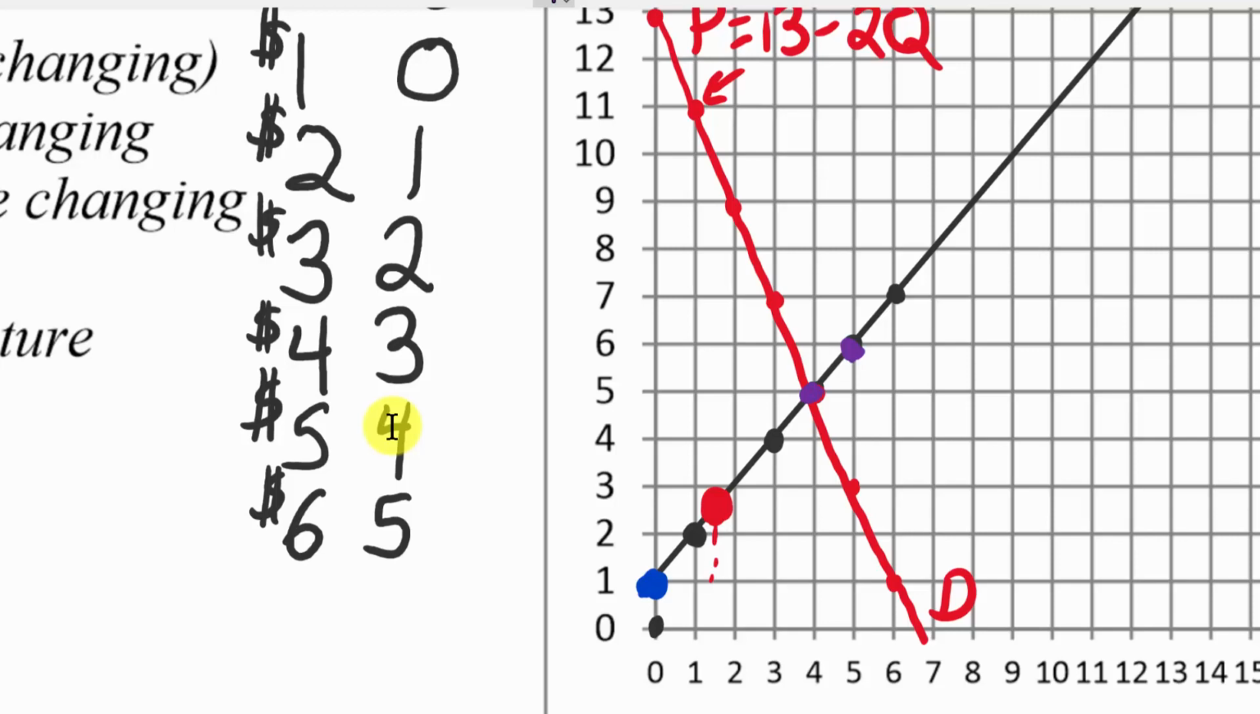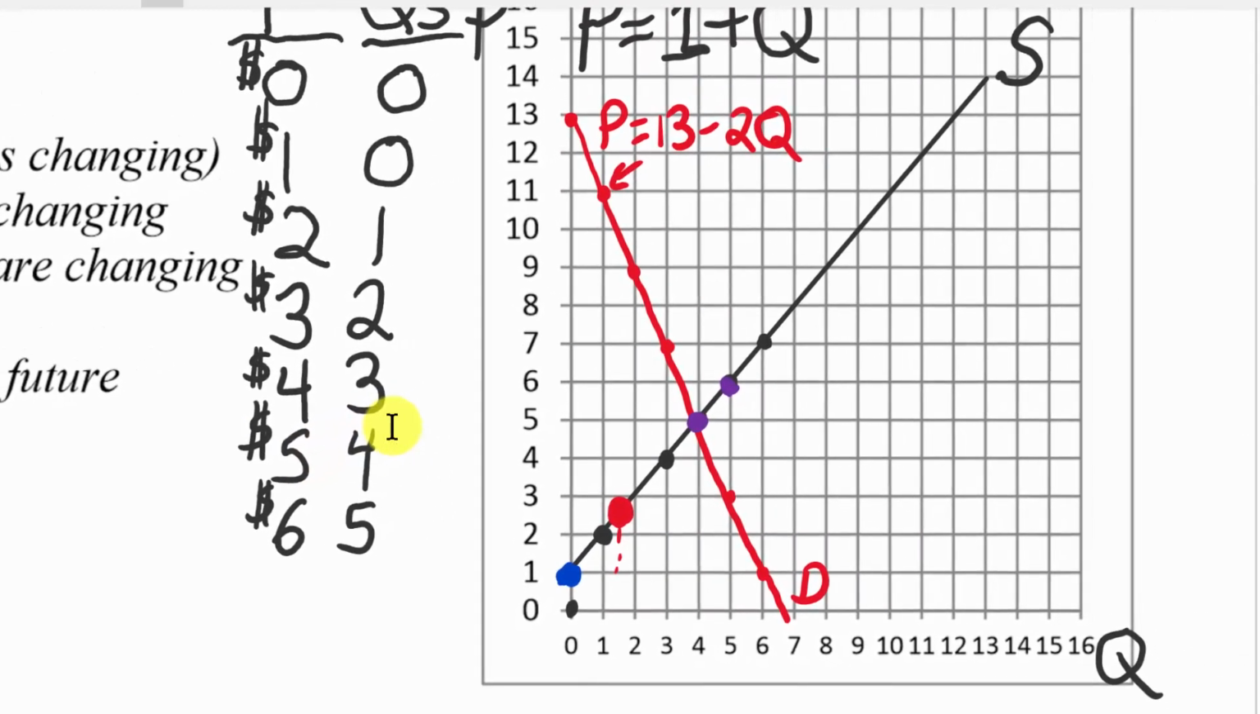As you can probably remember from reading the chapter, for equilibrium what we're looking for is where the supply curve and the demand curve intersect. But let's talk about why that's the equilibrium, okay? Well, first let's talk about what the equilibrium is. So what's the equilibrium price? Looks like it's $5. What's the equilibrium quantity? Looks like it's 4 units. So we call that the equilibrium.